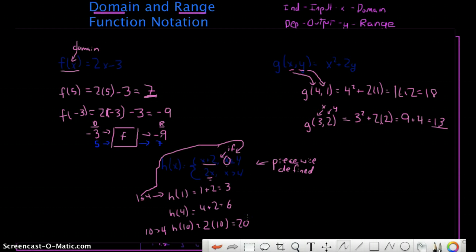We'll have a lot of practice during class tomorrow on using function notation, but the basic idea here is you just substitute. You figure out what x you want, or what x and y, or which rule to use, and you plug it into the rule. And it's not so bad.